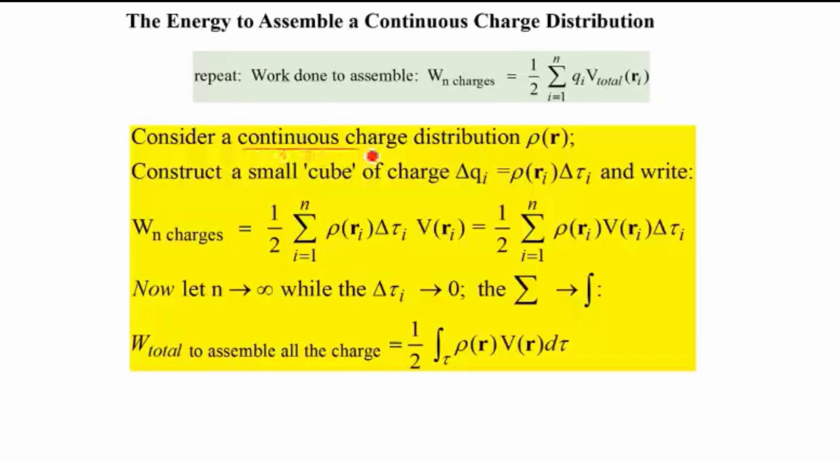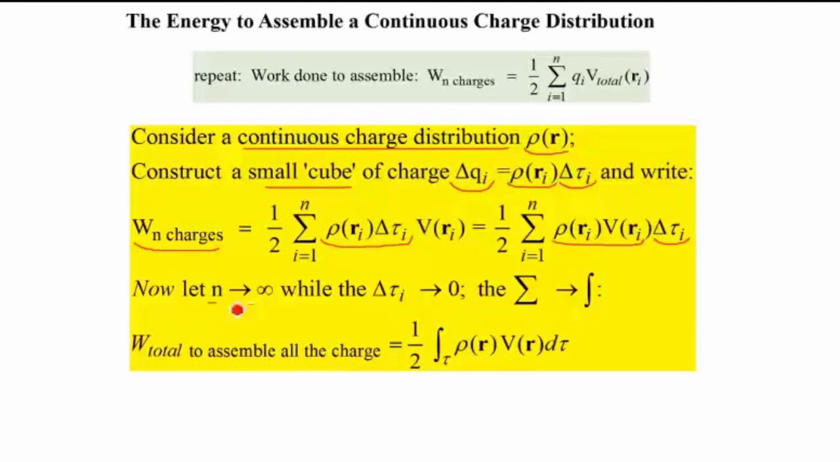Let's consider a continuous charge distribution, so we'll call that rho, and that's at some position r. And we're going to construct small cubes of charge. Let's call those delta q_i. And that will be the charge density times the volume. We'll use delta tau_i. So we'll write out the work for n charges as if these were n of these little cubes. So that's equal to the delta q_i times the potential at r_i. So just rewriting that, we'll swap these two elements here. So we have the charge density times the potential times our little volume element.